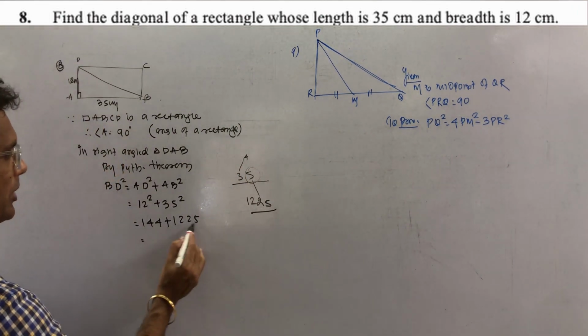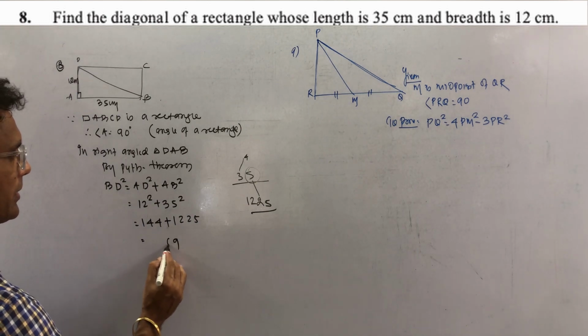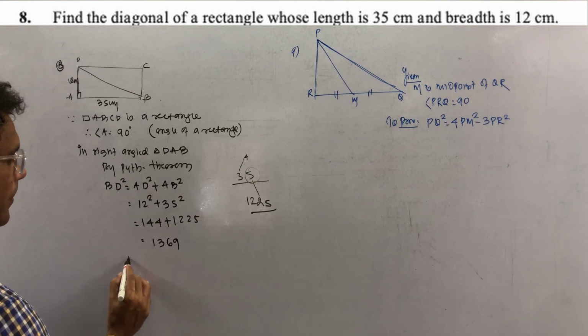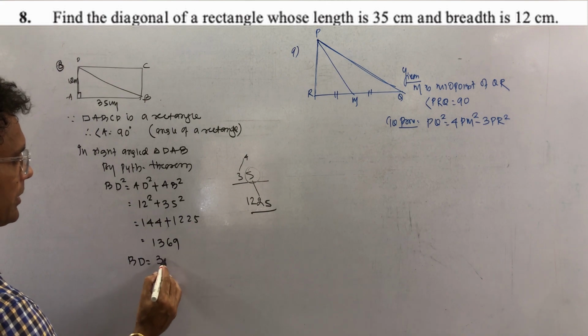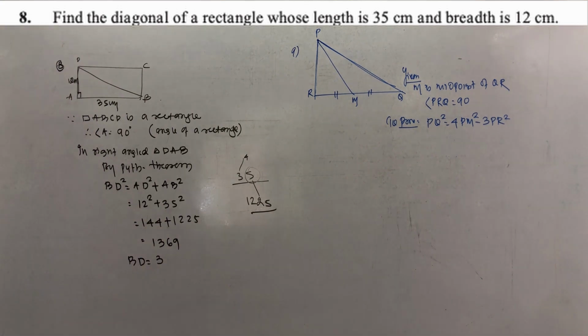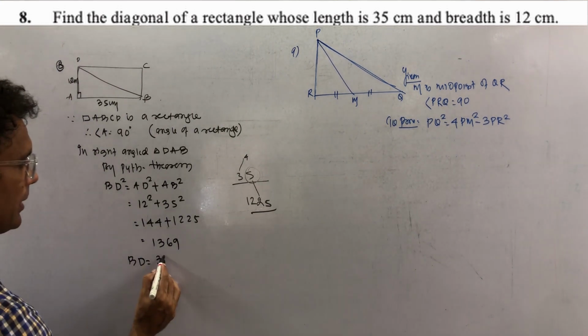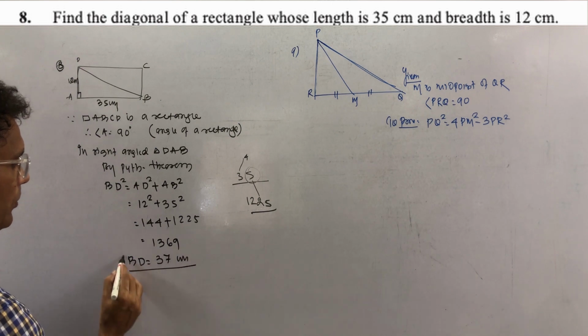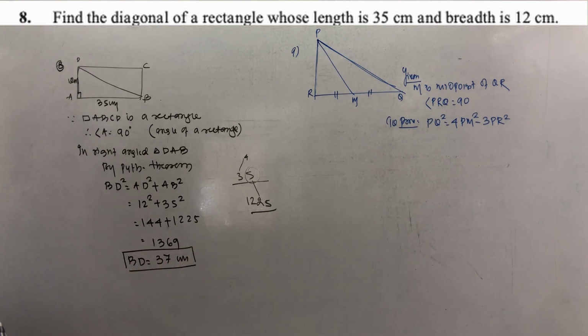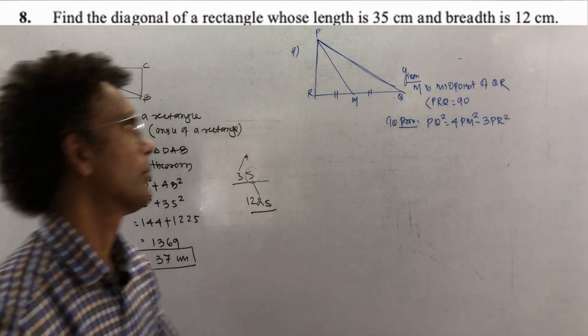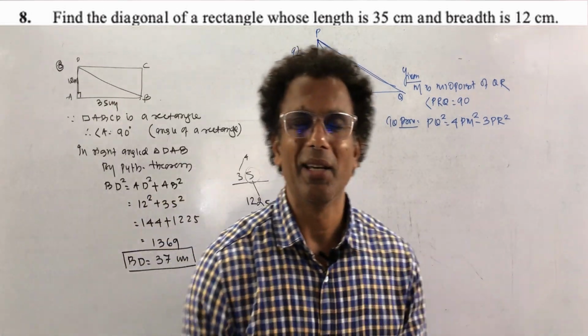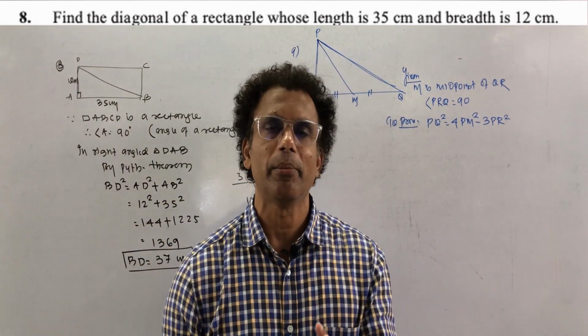If you add this, over here 9, this is 6, this is 1369. Added. 1369 is a perfect square. Whose perfect square is it? This is 37, and therefore we get the diagonal as 37. Now sum number 9, which is starred.